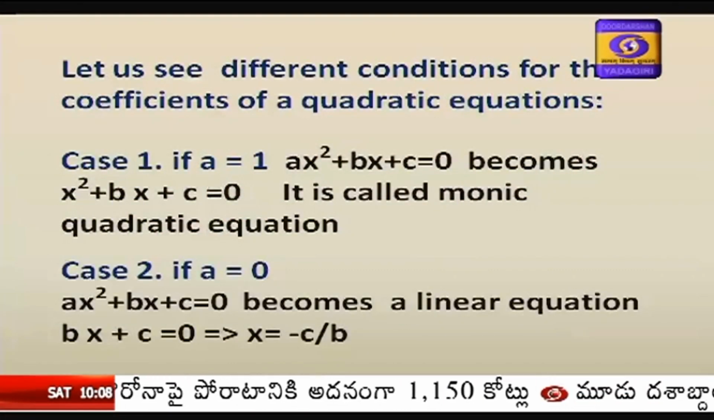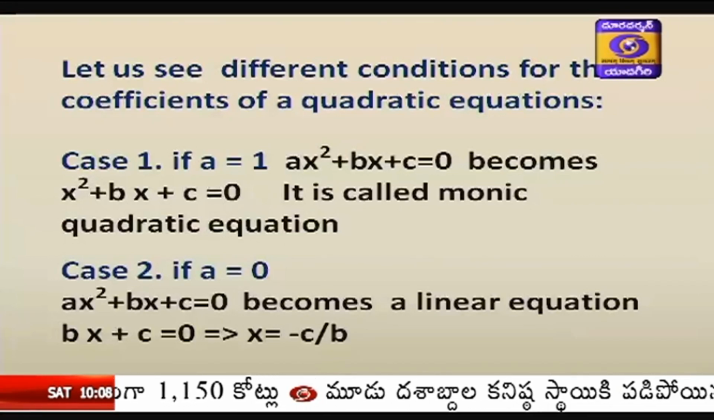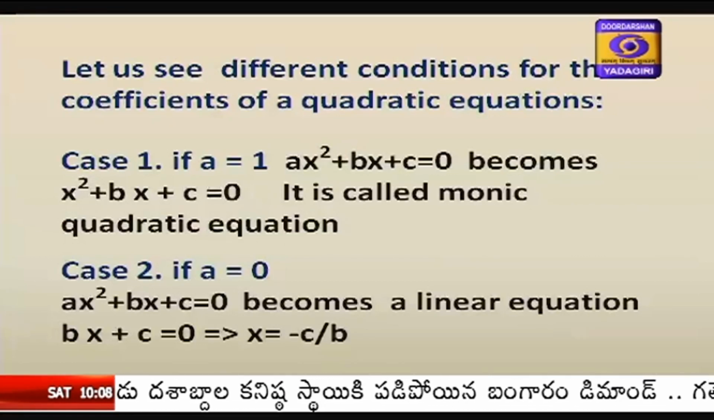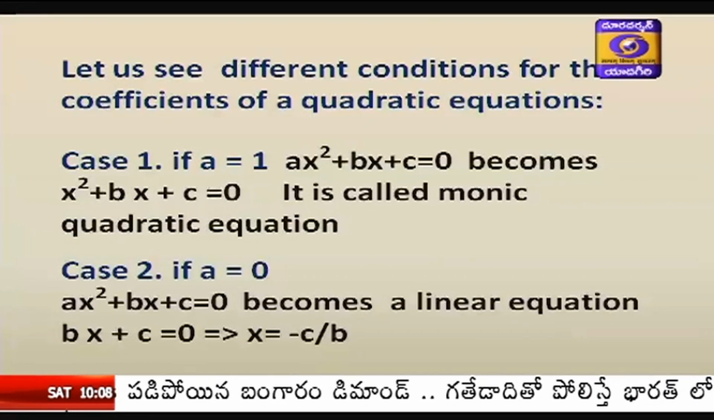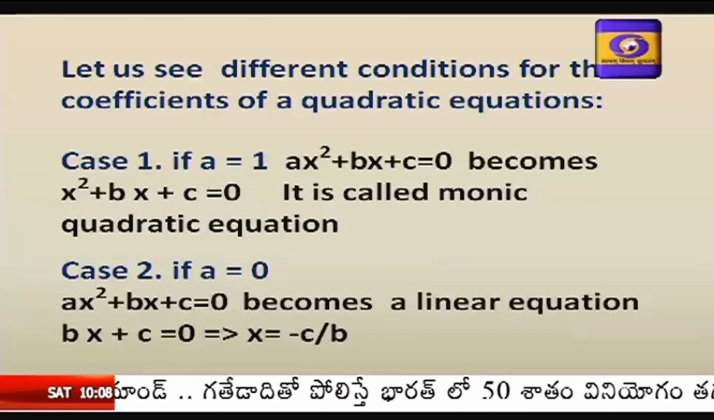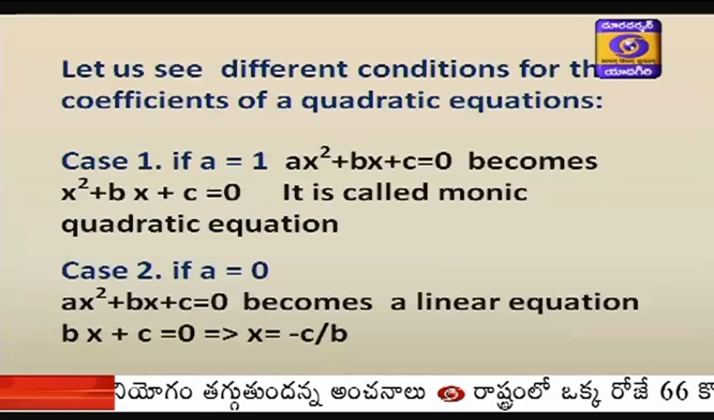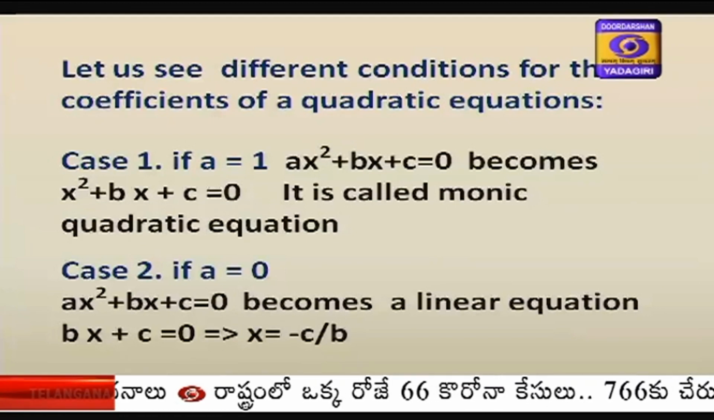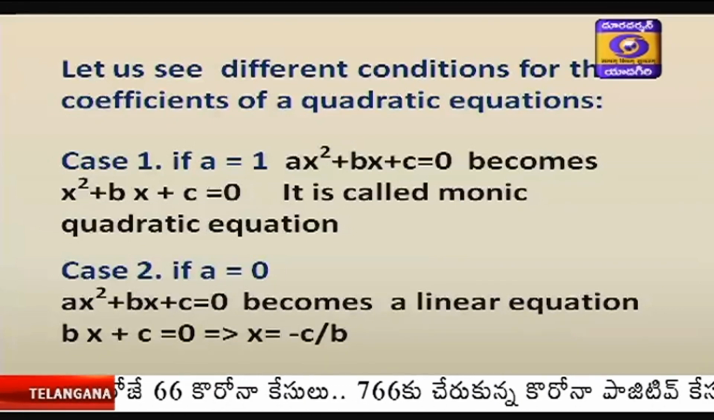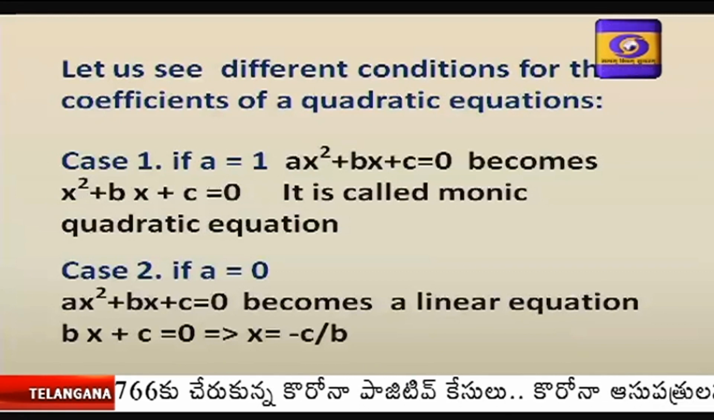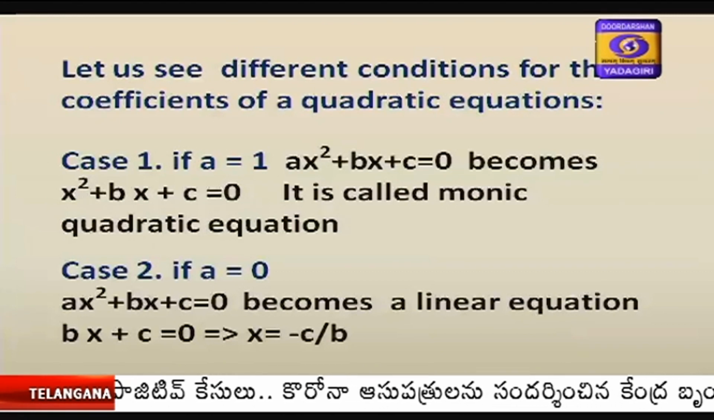Now, let us look at case 2. If the value of a = 0, then the quadratic equation becomes bx + c, since ax² vanishes. So it becomes bx + c = 0, which implies x = -c/b. Here there is no quadratic equation, it does not exist since the order 2 has vanished. So the quadratic equation does not exist when the value of a = 0.